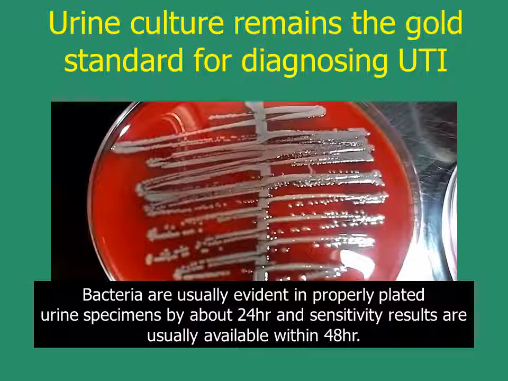Bacteria are usually evident in properly plated urine specimens by about 24 hours, and sensitivity results are usually available within 48 hours. When a routine culture is negative, but the child is symptomatic or the gram stain demonstrates bacteria, an anaerobic culture should be obtained. If the urine culture yields unusual bacteria or multiple bacteria in an uncontaminated urine specimen, immunodeficiency and malformation of the kidney and urinary tract should be excluded.